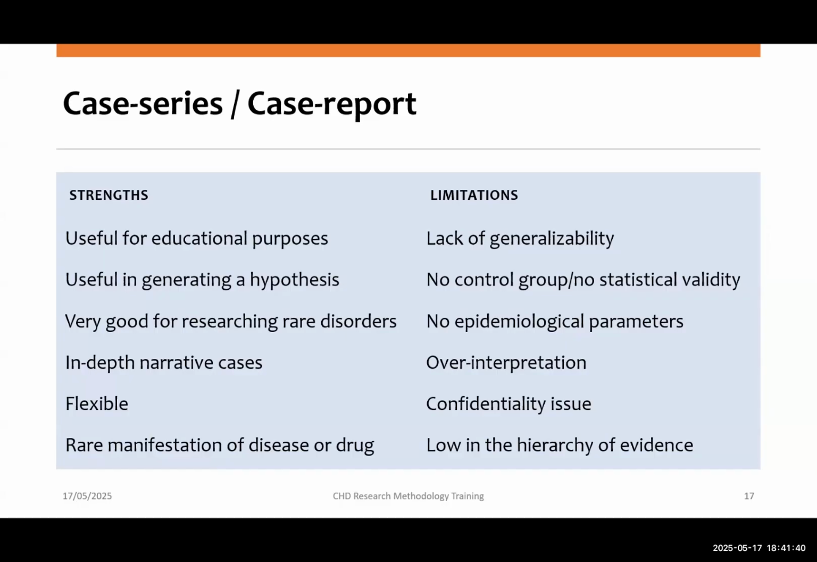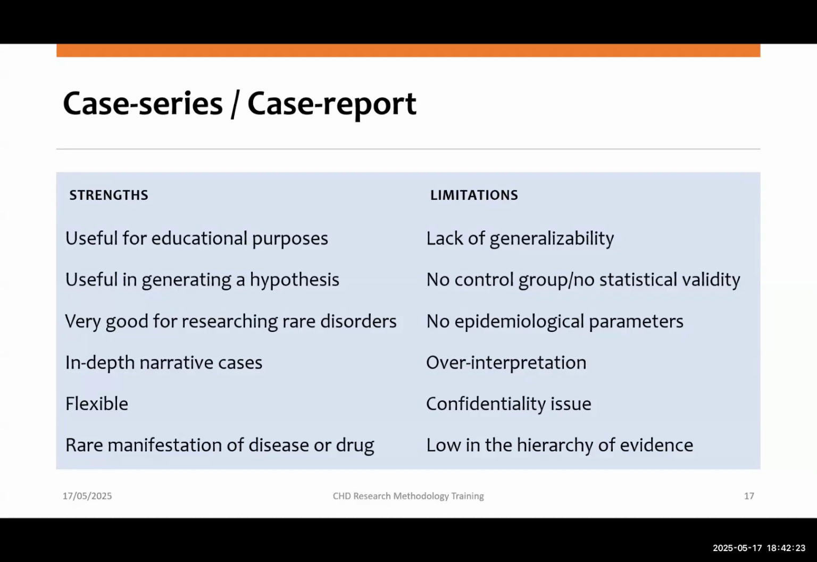They also don't have a control group. They say no control group, no conclusion. Because there's no control group, you can't do a valid statistical test that you can infer to the general population. There are no epidemiological parameters too. Because you're doing an in-depth narrative of a case, there's a tendency to over-interpret everything that you see in that individual. In another person, it might not play out like that. So that is a limitation for case reports or case series.